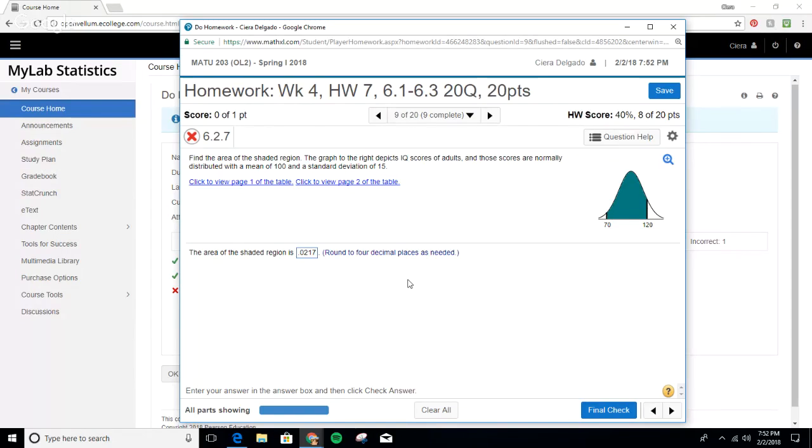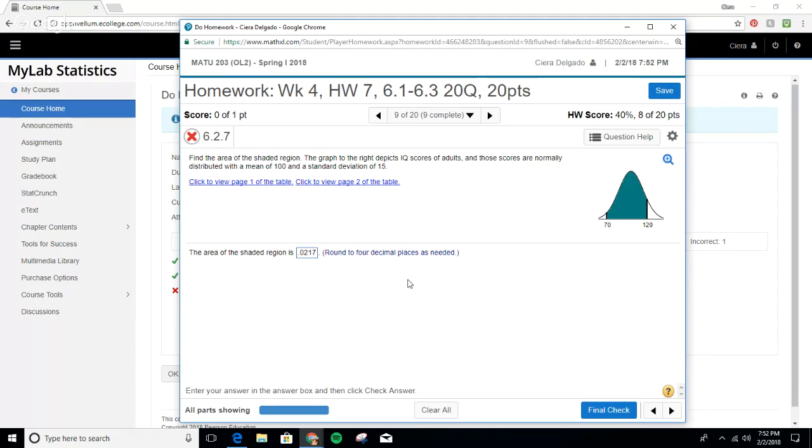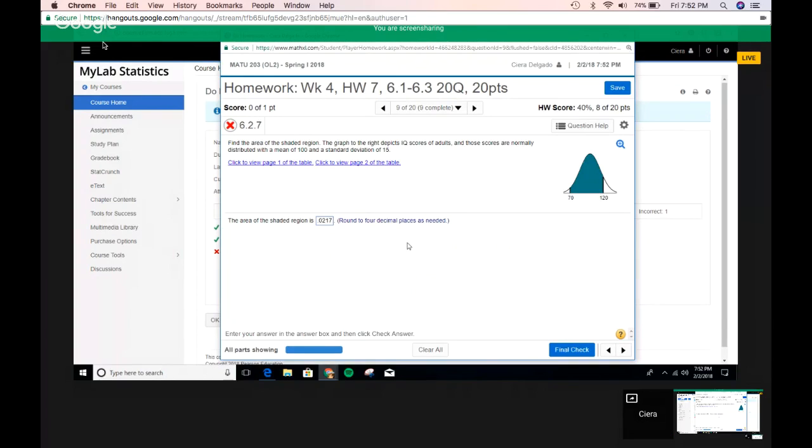This is asking for the area of the total shaded region. So should we add these numbers together, or subtract? For the area of the shaded region, you have to find the difference between the 70 and the 120. So you'd subtract, remember, the high end from the low end.